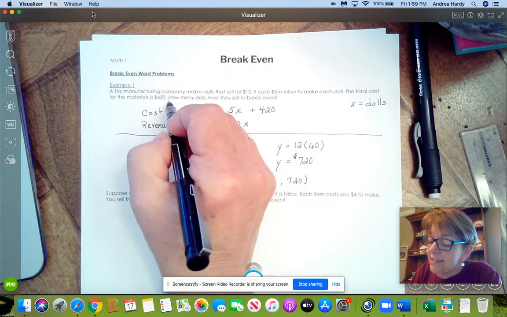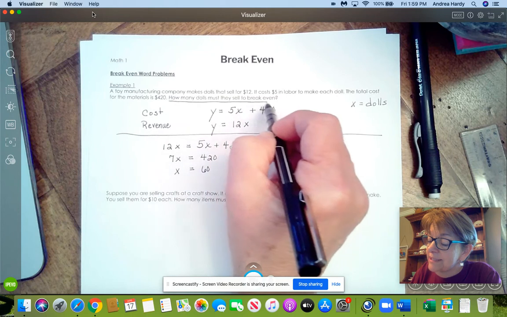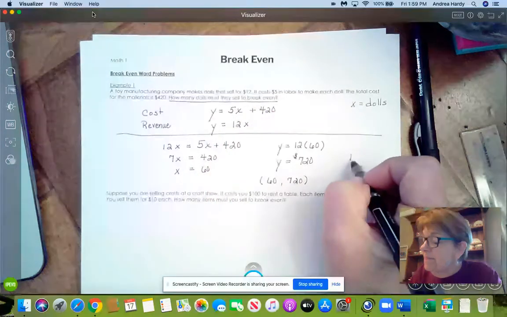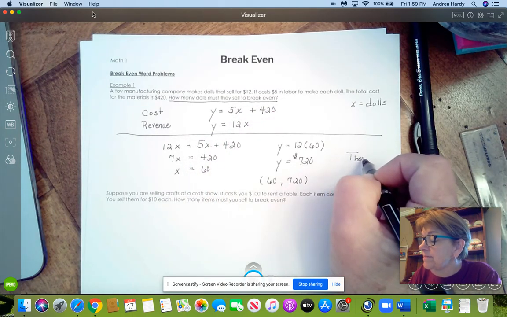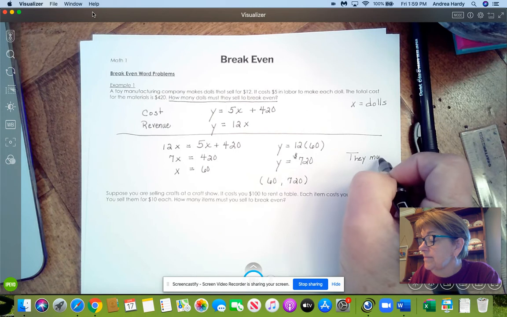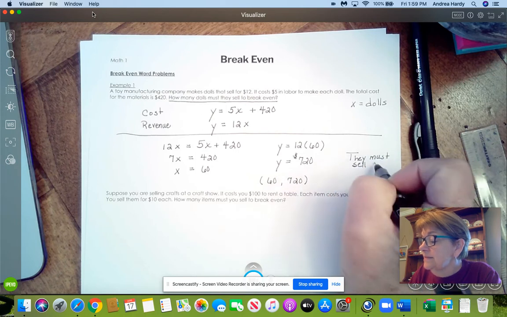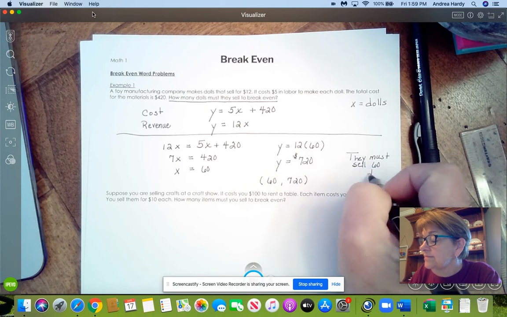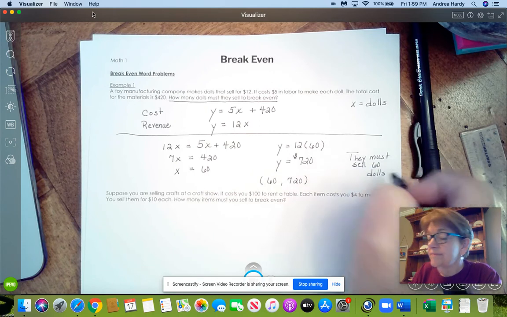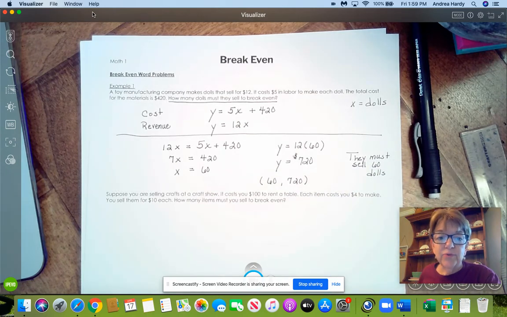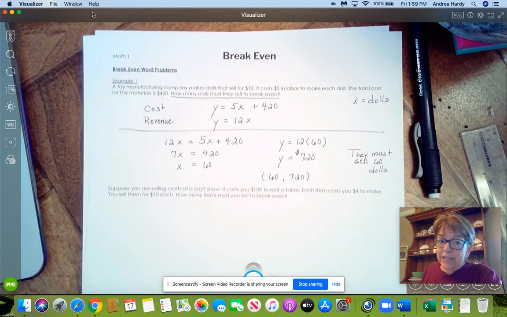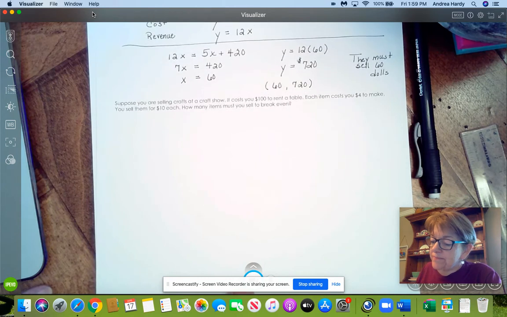So now I need to come back up here. How many dolls must they sell to break even? They must sell 60 dolls. After that, they're going to break even. Okay? I'm going to give you one more example.